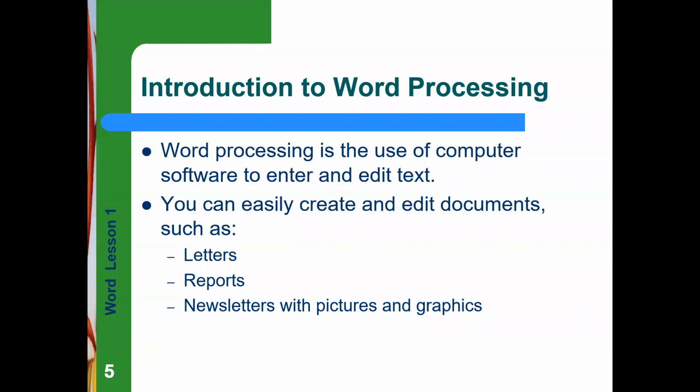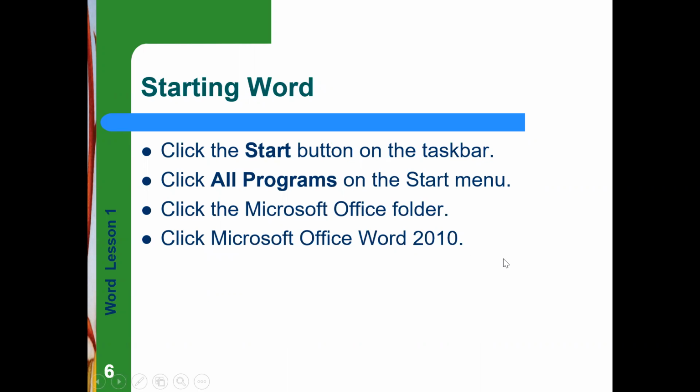Okay, so in a Word file, you can save some text or pictures or some reports, and a lot of things can be saved in a Word document. So you can save a letter or a report or some kind of a newsletter with pictures and graphics in it. So all these things can be done in a Word document. Okay, so it's particularly for saving a document. So entering text and saving a document. Okay, so starting Word. So how to open a Word document?